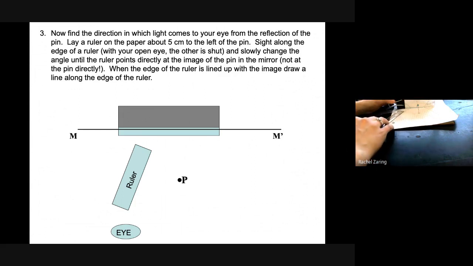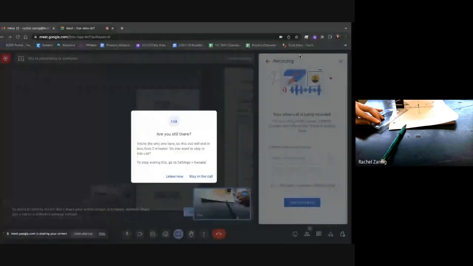Lay your straight edge ruler on the paper about 5 centimeters to the left of the pin. Make sure your mirror stays on the MM line. Now this is where you get low. You look at this from the line of where the protractor is. Keep one eye open and one eye shut and sight along the edge of this ruler. You're going to be moving it back and forth, slowly changing the angle until the line of the ruler directly points at the image of the pin that is in the mirror.